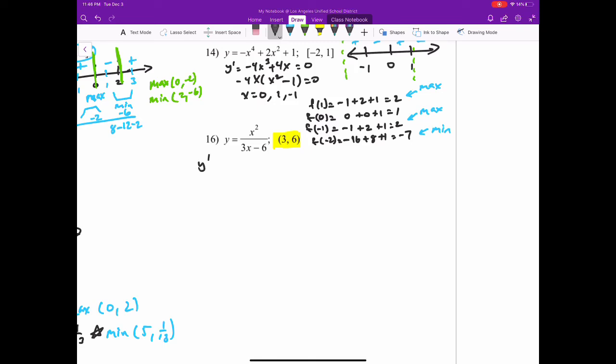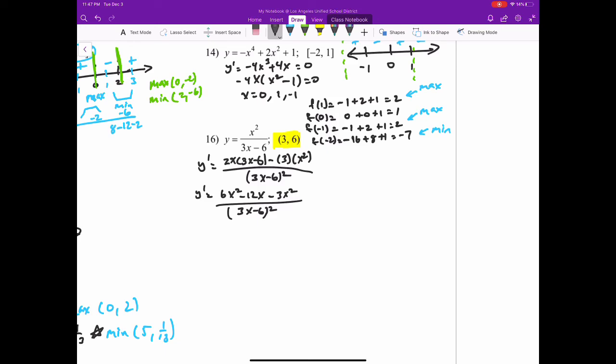Y prime, in this case, I'm going to have to use quotient rule. So it's derivative of the top, leave the bottom alone, minus derivative of the bottom, leave the top alone, all over the bottom squared. Okay, and we're going to go ahead and simplify that. Y prime is equal to, multiplying that out, 6x squared minus 12x minus 3x squared all over 3x minus 6 squared.